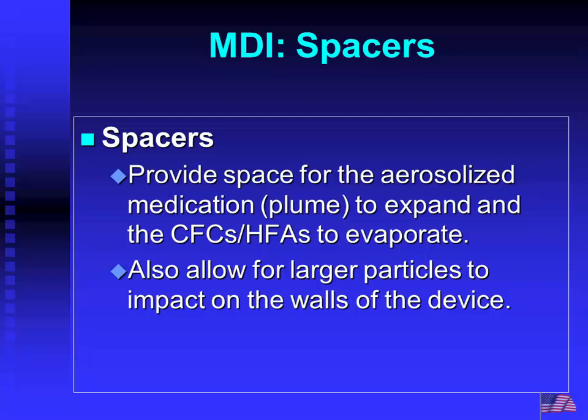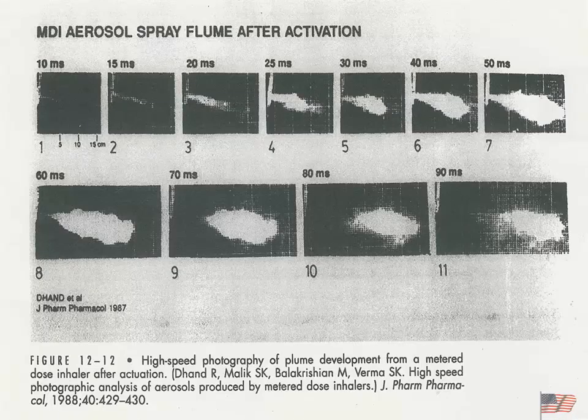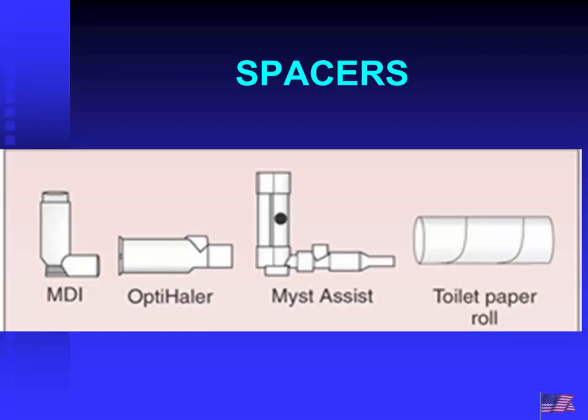In both cases, probably a solution would have been to use some sort of a spacer, so those larger particles can be rained out. We don't have that problem. This is just talking about that size of that plume using high-speed photography. Lots of different spacers that you can have. Something as sophisticated as a toilet paper roll. I like that.